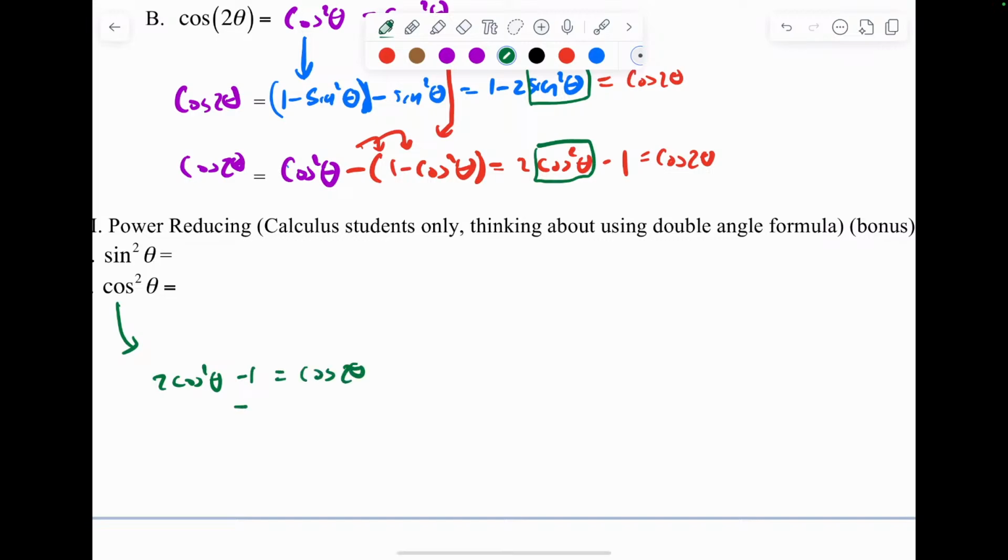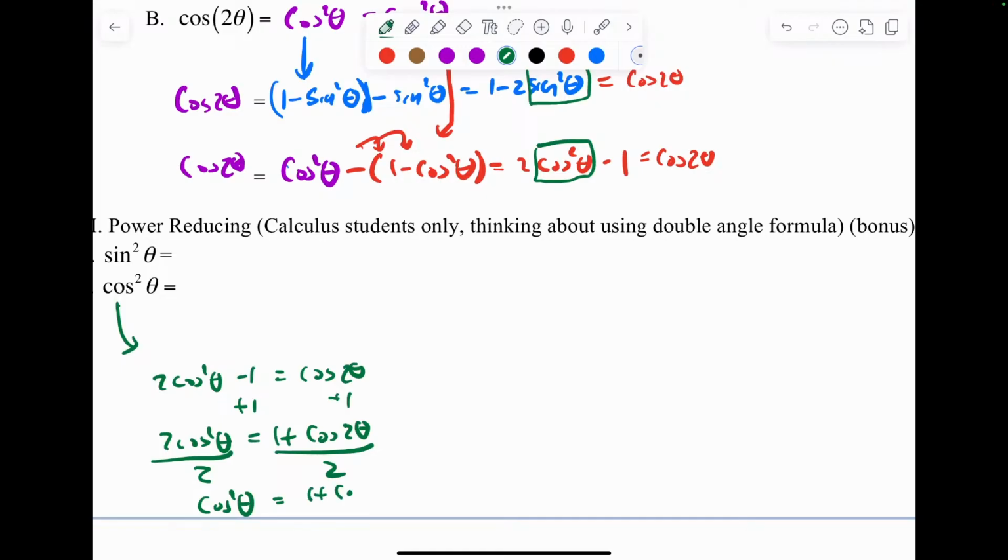So it'll be 2 cosine squared theta minus 1 equal to cosine 2 theta. Can I move the 1 over? So it'll be 2 cosine squared theta equal to 1 plus cosine 2 theta. And now divide by 2. And that's equal to cosine squared theta equals 1 plus cosine of 2 theta over 2. And now it's not squared, right? It's not square.